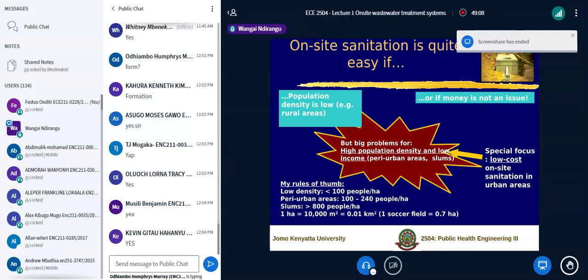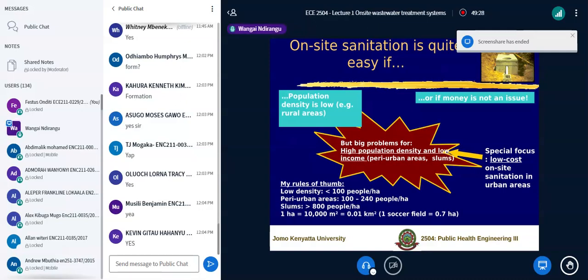So what am I trying to do with this? I am saying that on-site sanitation is not a problem when you have a few people, or low density, and sufficient land area.